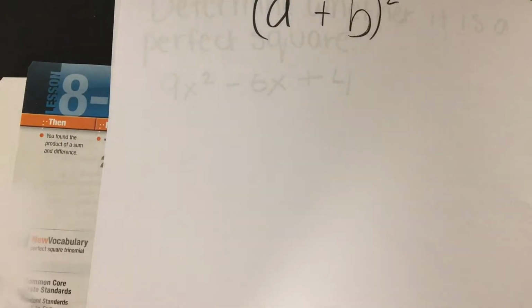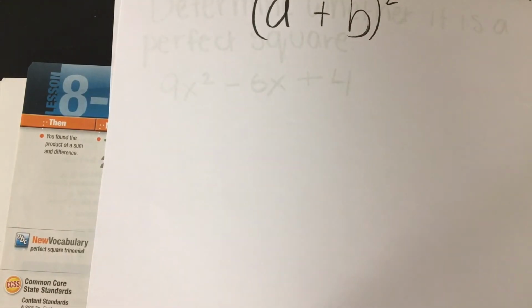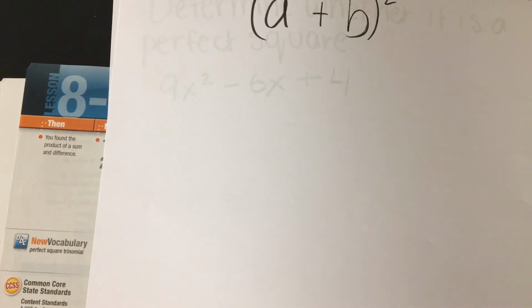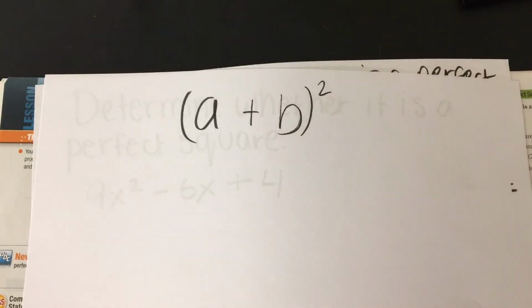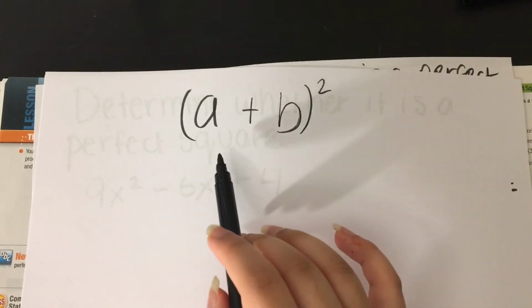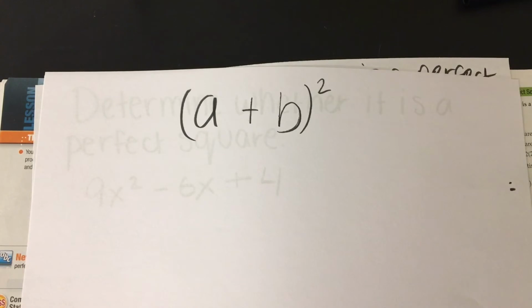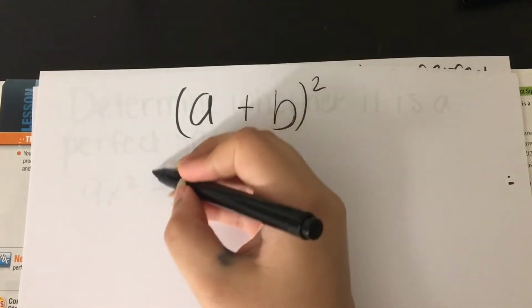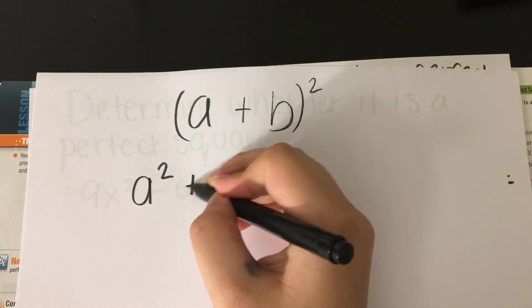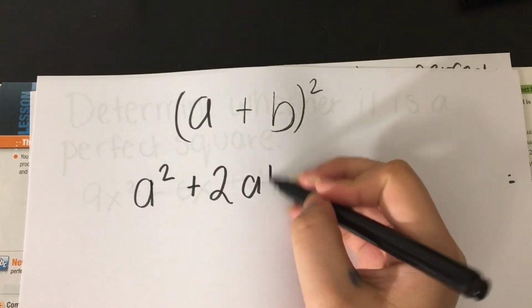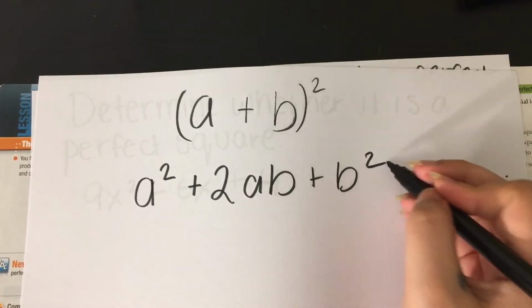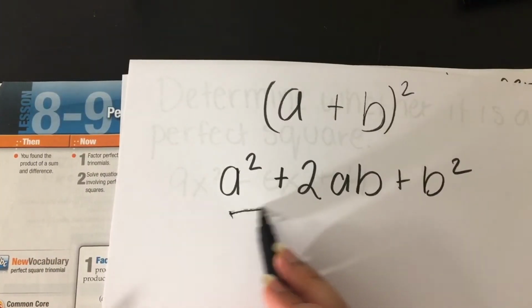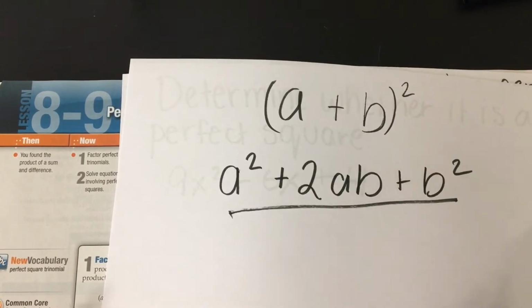Now, it's time for perfect squares. Perfect squares are even easier in my opinion. Perfect square trinomials are known as the squares of binomials. So, for example, a plus b squared is a perfect square trinomial. When factored out, it becomes a squared plus 2ab plus b squared. And this applies to all values.